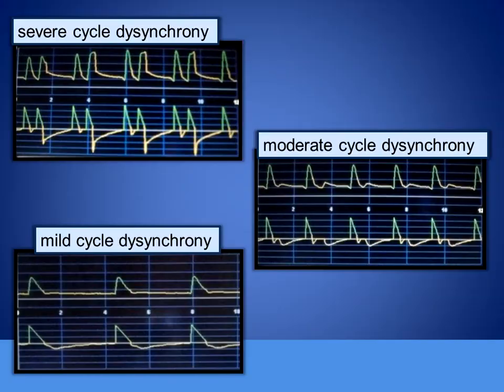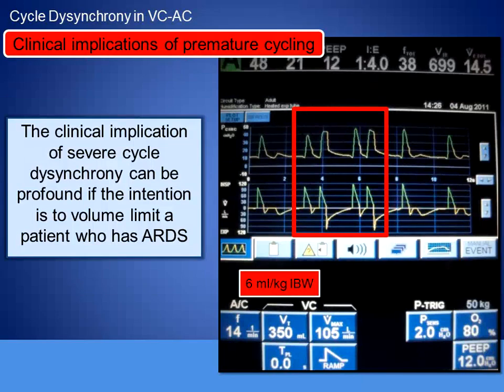And let's talk about the clinical implication of this. The clinical implication is somewhat profound. It's not just that breathlessness and increased work, although bad, are both bad. This one takes on a bit more urgency and is a bit more serious, especially if your intention therapeutically is to limit the patient's volume in a patient that has ARDS. So if that is the case, in this particular patient, I have them on 6 cc's per kilo. This is what's pictured.